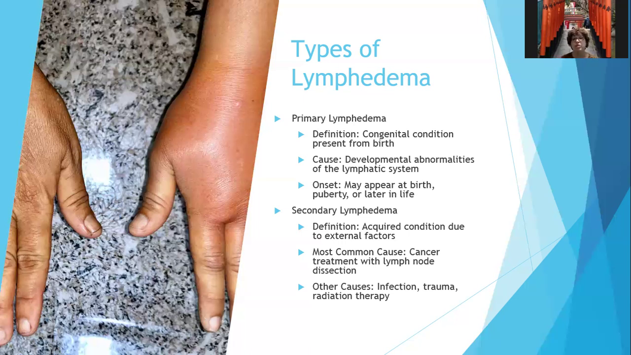Other causes can be infection, trauma, radiation therapy. The infection cause is called filariasis. It's the most common cause of lymphedema worldwide. It's also sometimes called elephantiasis. And once you treat the infection, the lymphedema goes away. With radiation therapy, it's because the lymph vessels were damaged by the radiation, or trauma, same thing. So secondary to cancer treatment is the largest cause of lymphedema in the US, but there are other causes, and filariasis is the leading cause of lymphedema worldwide.